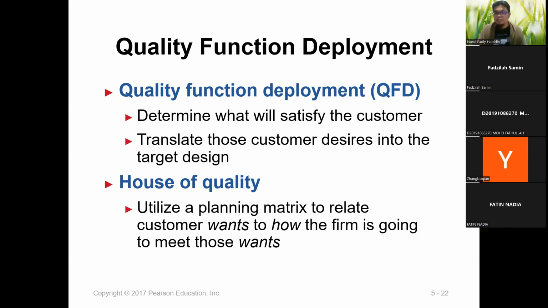We can know that from these QFD tools. Okay, house of quality utilizes a planning matrix to relate customer wants to how the firm is going to meet those wants. House of quality and quality function deployment are tools. They have the diagram and visuals. For the house of quality, they have some matrices in order to identify what actually are the customer needs or the customer wants. Okay.